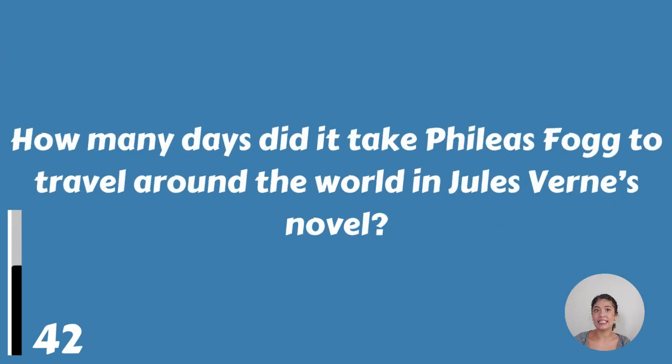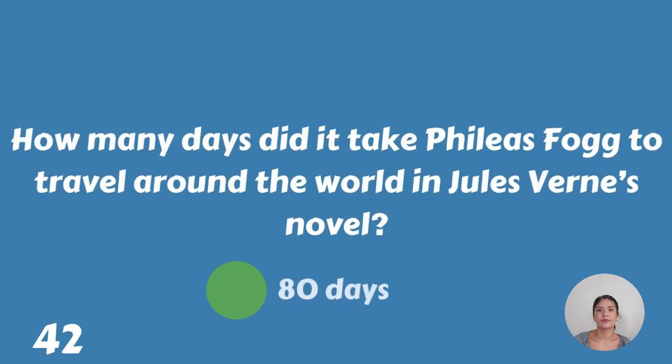How many days did it take Phileas Fogg to travel around the world in Jules Verne's novel? 80 days.